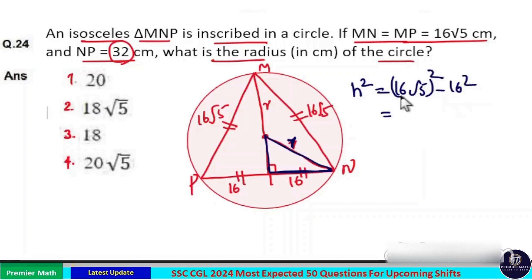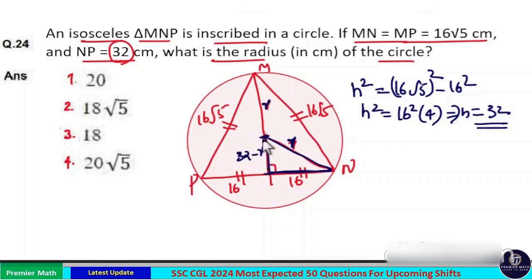Now this is equal to 16 square into 5 minus 16 square. That is 16 square into 5 minus 1 is 4. Now h square is equal to this one, then h is equal to 16 into 2, 32. So here height is equal to 32, which means if this is R, then this length is equal to 32 minus R. Now from this smaller triangle, R square is equal to 32 minus R the whole square plus 16 square.